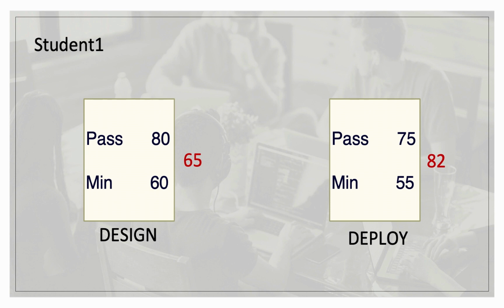All right, so they got 65 points in design, 82 points in deploy. Remember, there are two checks. The first check, and it might not be the order I originally presented it, but who cares, is: did they get above the min cut score in each module individually? So they did. Good job, student 1. You got above the min in design, and above the min in deploy.